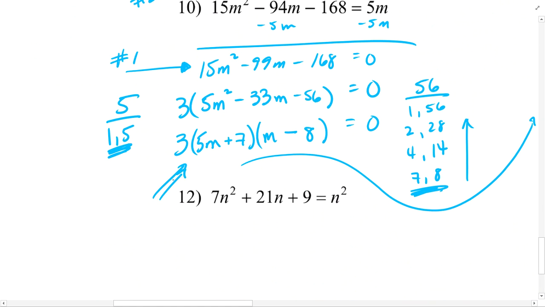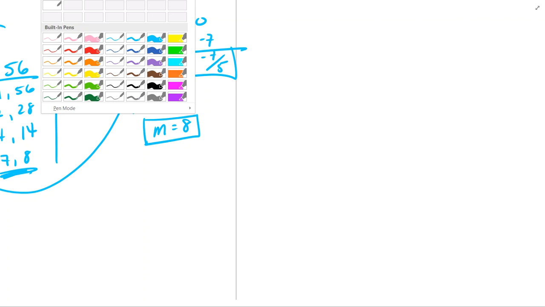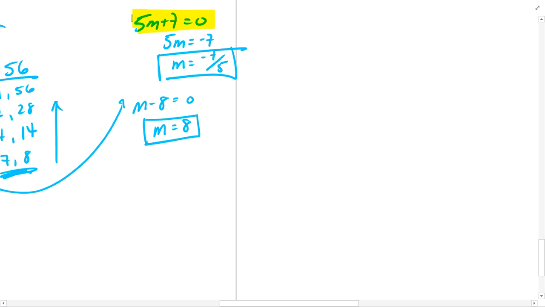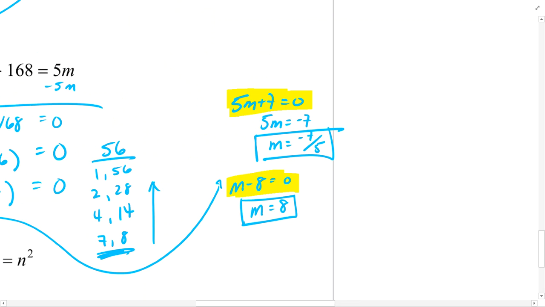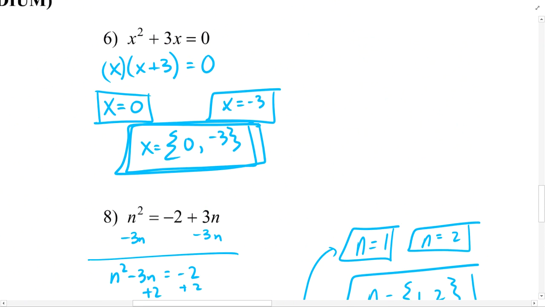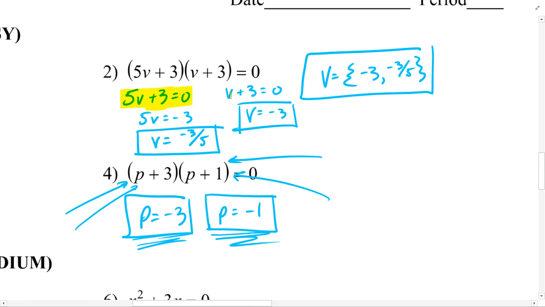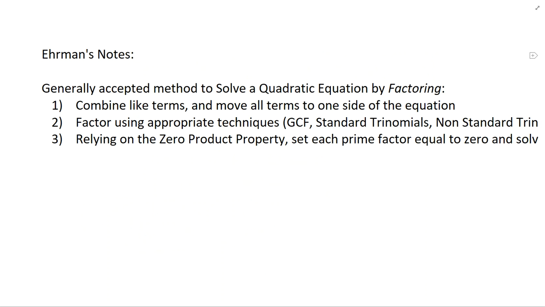The techniques that were appropriate in order to factor were used here in step number 2. And then finally in step 3, once I have each side factored, we set each of those factors equal to the number 0. Set each factor equal to 0. Now I did that all over the place, sometimes mentally and sometimes by actually writing it out. But in every case I'm setting the factors equal to 0. 5v plus 3 equals 0, v plus 3 equals 0. And I can solve each of those individual equations.